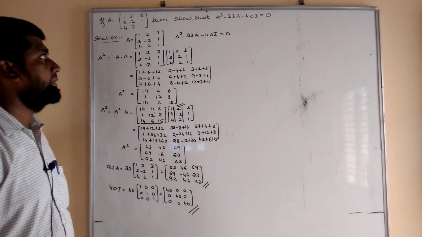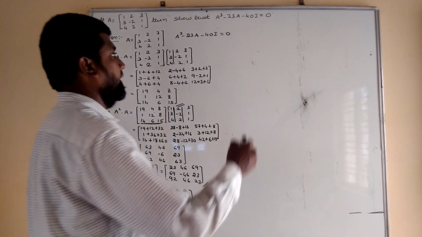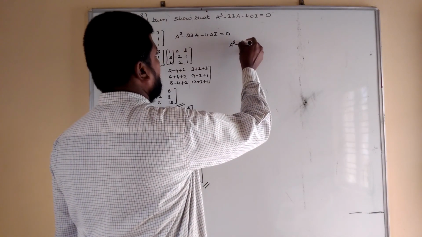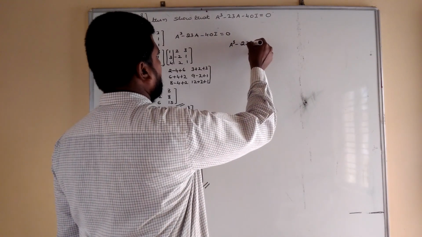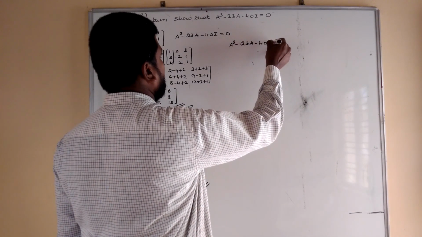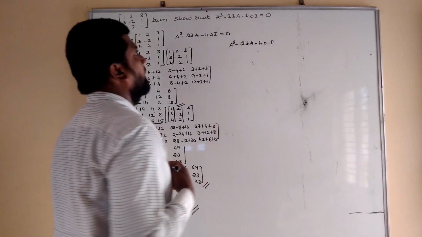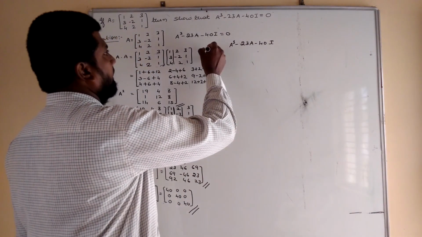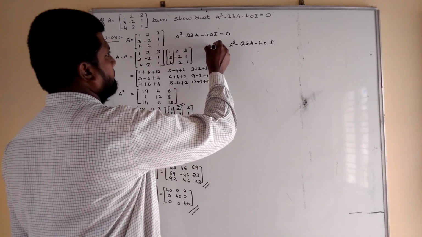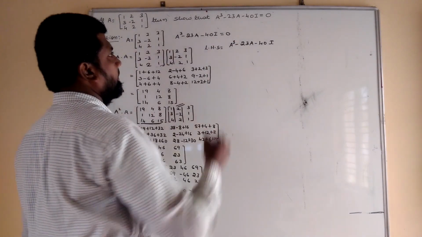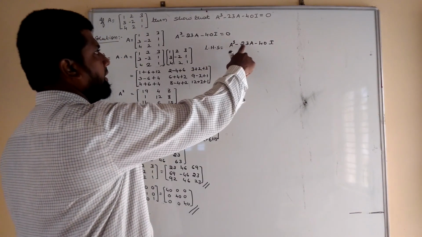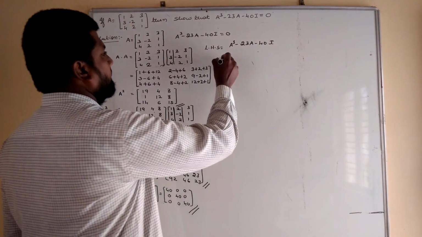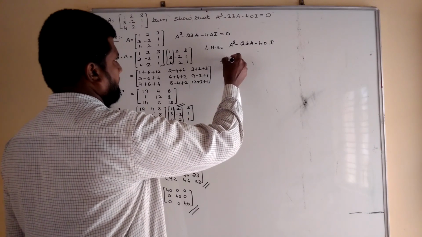So now let us show that. Okay, let us take the equation. What is the equation? A cube minus 23A minus 40I. Okay, it should be 0. So let us take LHS. LHS is equal to A cube minus 23A minus 40I. If you substitute the values, what you'll get?